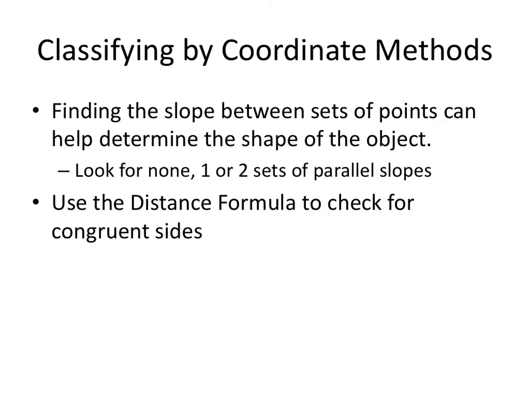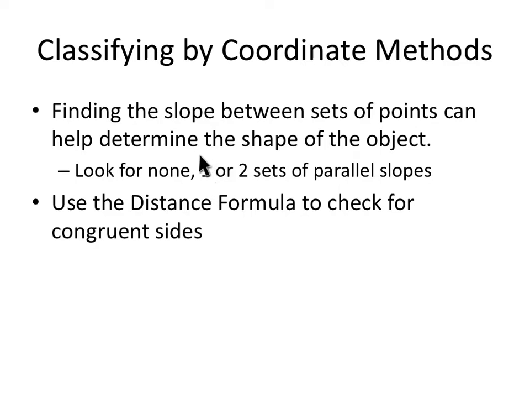So, classifying by coordinate methods. Okay, if all you're given is a set of four coordinates, that means you can graph these coordinates and look at them and see different things, but you can also determine the slope between the sets of points, and that will help determine the shape of the object. So what you're looking for is, do you have slopes that are the same, or slopes that are different. If you have no slopes that are the same, then it's not going to be any special type of quadrilateral. It'll just be a random quadrilateral.